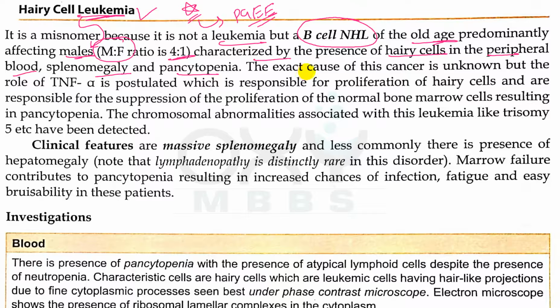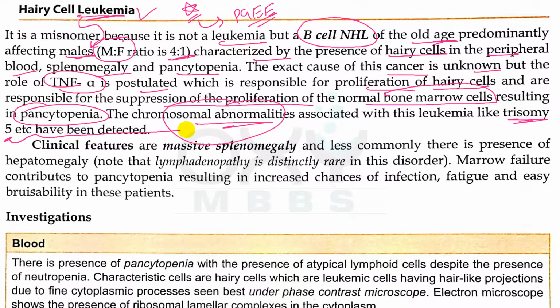Now friends, the exact cause of this cancer is unknown, but the role of tumor necrosis factor alpha is postulated, which is responsible for the proliferation of the hairy cells and for the suppression of the proliferation of normal bone marrow cells, which causes pancytopenia. If we talk about chromosomal abnormalities and mutation, it is associated with trisomy of the fifth chromosome, and at the fifth chromosome there is a proto-oncogene, and because of that there occurs excessive proliferation.